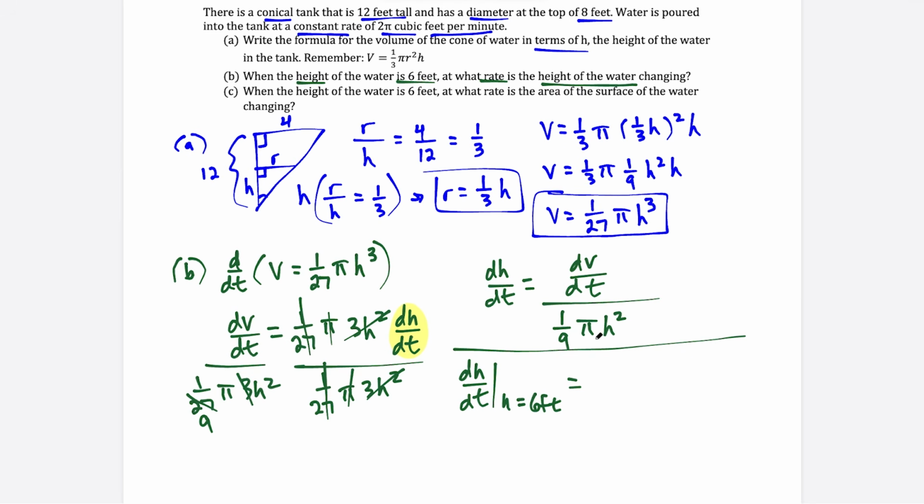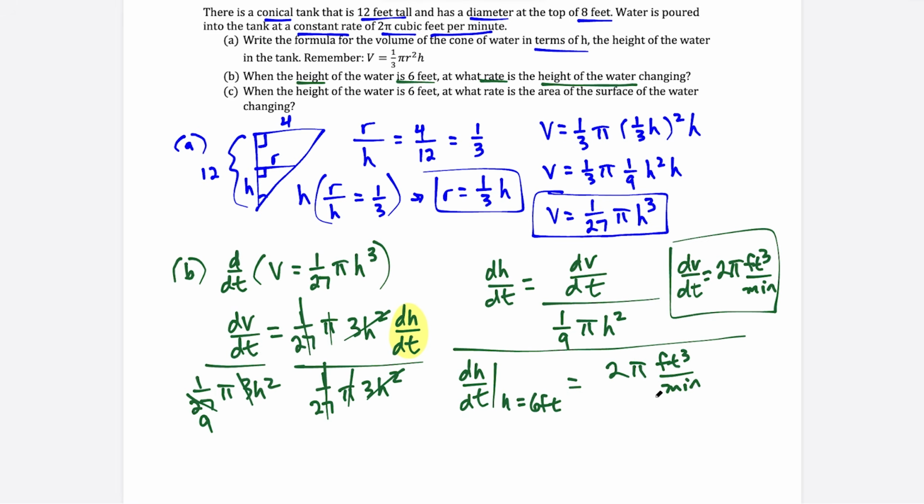So dv over dt, they told us that the water is being poured into the tank at a constant rate of 2 pi cubic feet per minute. So off to the side here, I'm just going to point out that dv dt is equal to 2 pi, and the units are cubic feet per minute. So these are the units for dv dt. So I'm just going to plug that in. We have 2 pi and then cubic feet per minute like this.